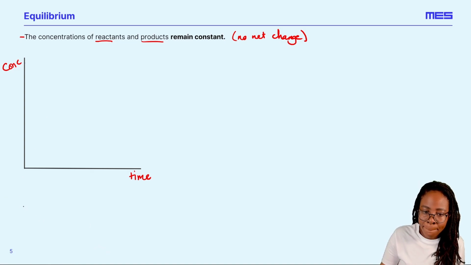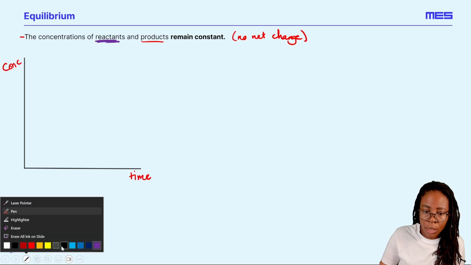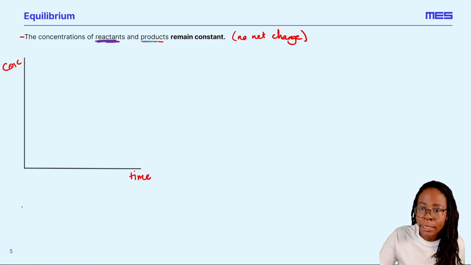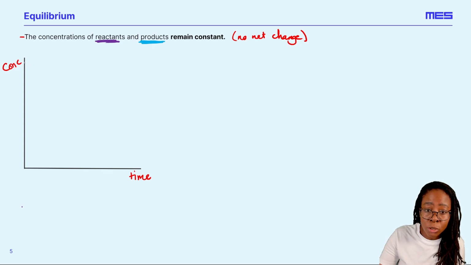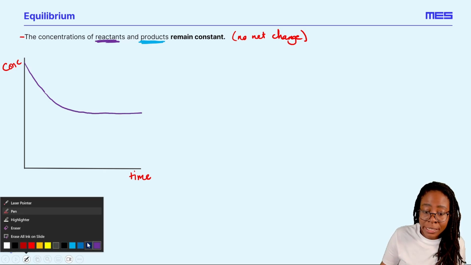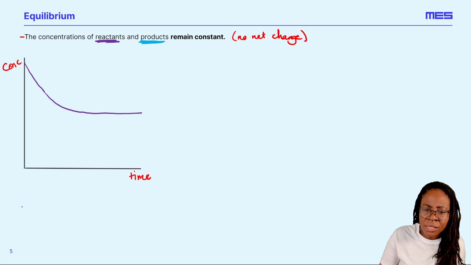So if I say that my purple line is for reactants, let's just even underline reactants with purple, and then we'll have our blue line as our products. So if we consider what's happening over time, as mentioned before, the concentration of reactants is going to decrease over time, right? As the reactant particles are reacting and being used up. And then we have the opposite for the products. At the start, we've got no products, but gradually the concentration of the products is going to increase over time as the reactants are forming them.